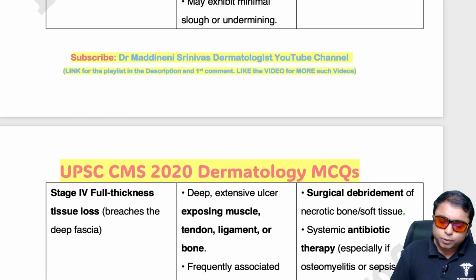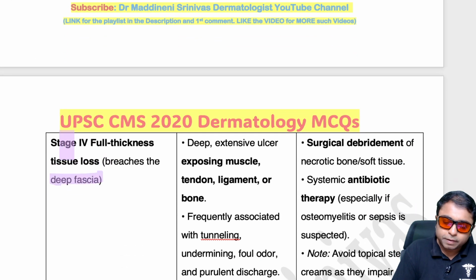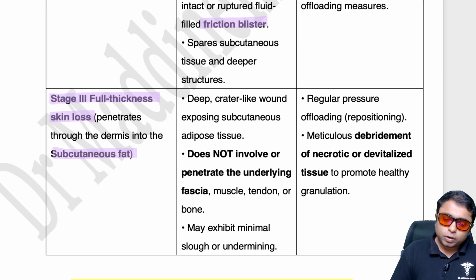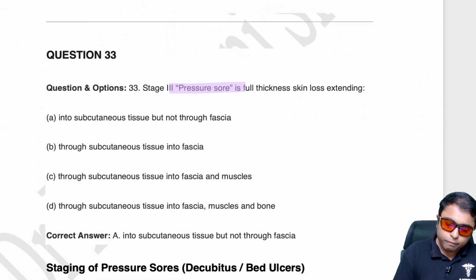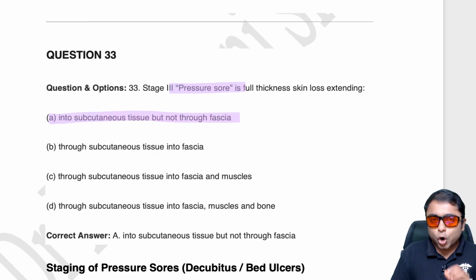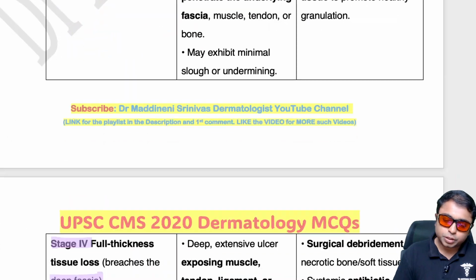Whereas in stage 4, what is going to happen? Obviously, there is going to be the fascia involvement in stage 4. So what would be the correct answer for this question which was asking stage 3? Obviously, it is going to be the subcutaneous tissue but not through the fascia. That is going to be the correct answer for this question.